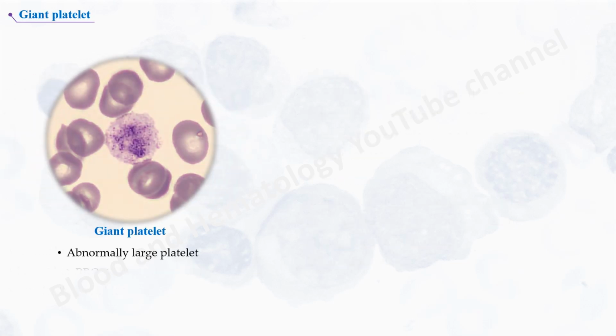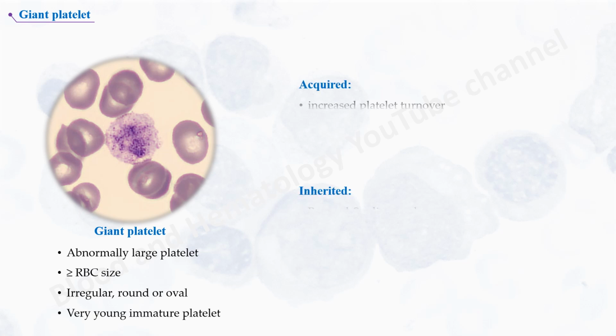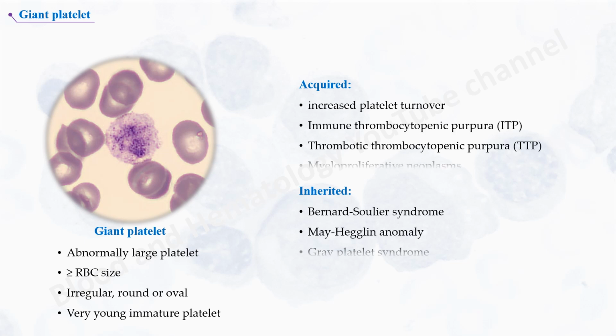Giant platelets are abnormally large platelets that are equal to or larger than a normal red blood cell. They usually represent very young immature platelets and are seen in acquired or inherited conditions.